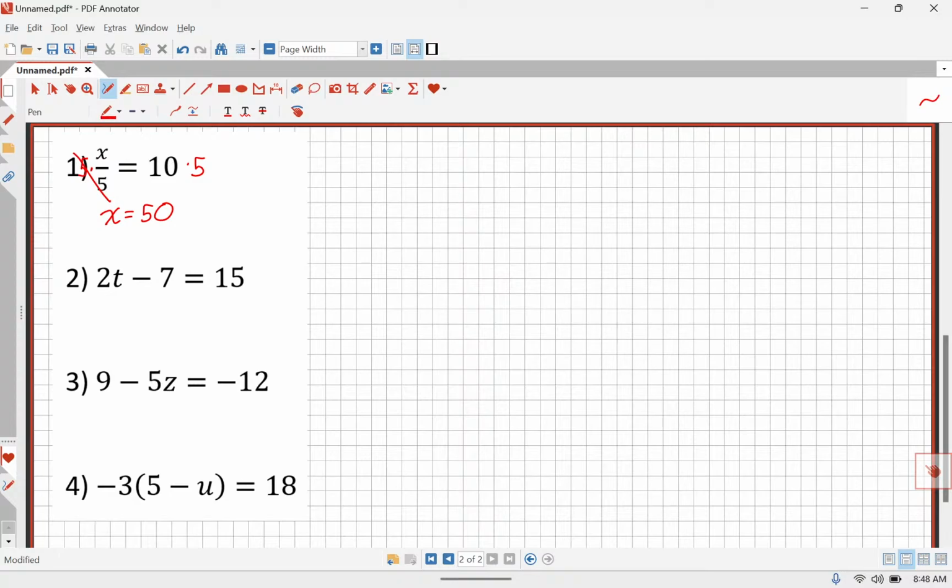Perfect. How many of us are able to get x equals 50 and aren't too alarmed by something like that? Those are your level 1s. Your level 1s tomorrow are one-step equations. Okay, or is that 2s? I'll double check.